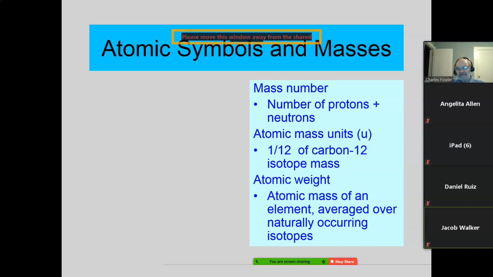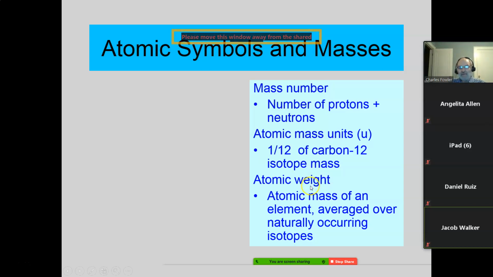So I can't tell you why they chose that, except carbon is a very common element to find in many compounds. In fact, anything organic is going to have carbon in it. And they just decided the most stable isotope there was called carbon-12, so they just took 1/12 of that mass, and that gave them what 1 U, the atomic mass unit, is.